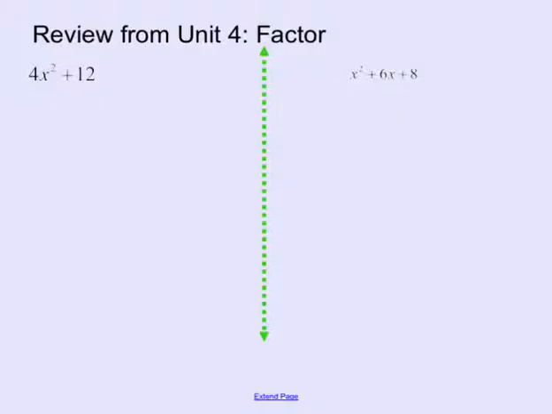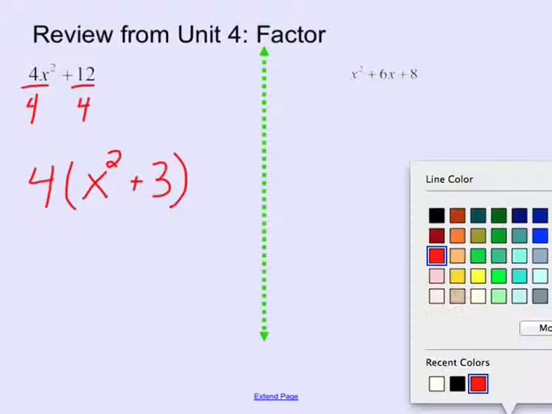Next, let's take a look at number 9. It says review, so this is a review from Unit 4, and we're going to factor that. For the first one, I notice that I only have an x in one of my terms. So for this one, the best I can do is take out a greatest common factor. I need to figure out what divides 4 and 12, and that's going to be 4. So I'm going to divide each of these by 4. 4 divided by 4 cancels out, and I'm left with x squared. 12 divided by 4 is 3. So then we have 4 times x squared plus 3.